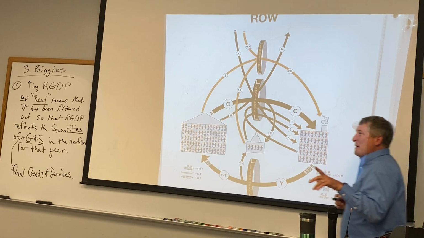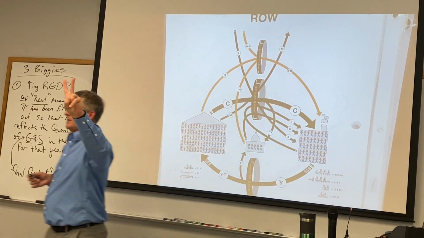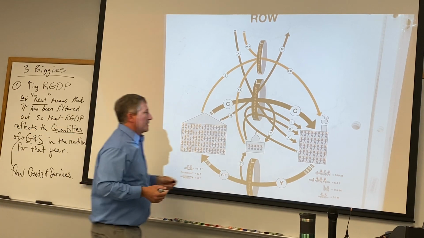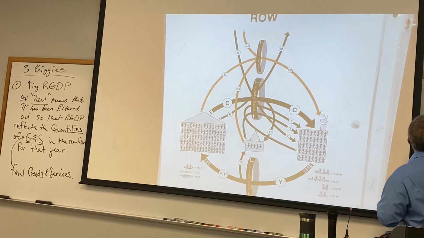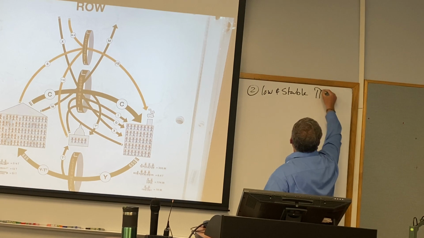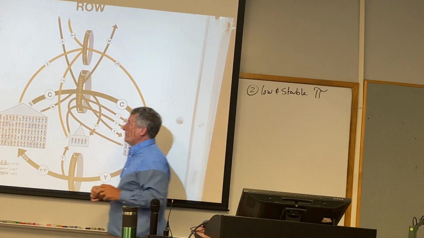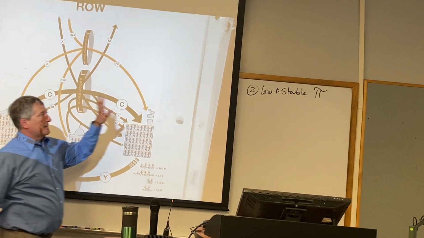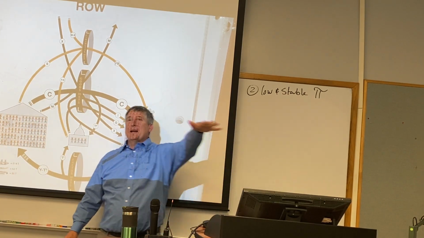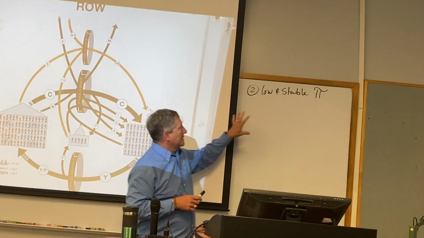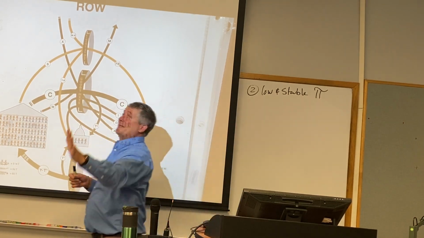Somebody other than Tim, biggie number 2. Low and stable inflation. Oh, good. So number 2 is low and stable inflation. Notice how the first one is hitting the quantity part, and this one is now hitting the prices. Let's try to keep the prices of things low and stable. The reason this is important will become clear in about 4 weeks.